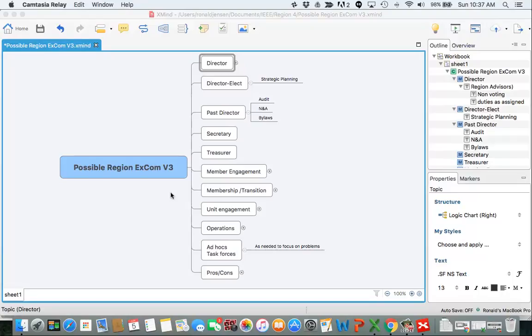I'm using a tool called a mind map, and in this case it happens to be a tool called XMind. It's an open source tool. I find it very helpful to think through whatever it is I'm trying to accomplish, a particular problem, and so you can see what I'm doing.